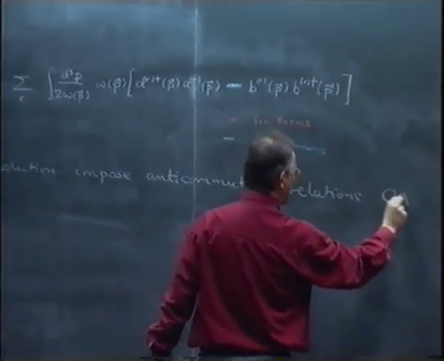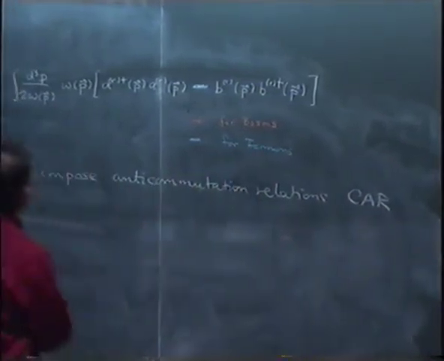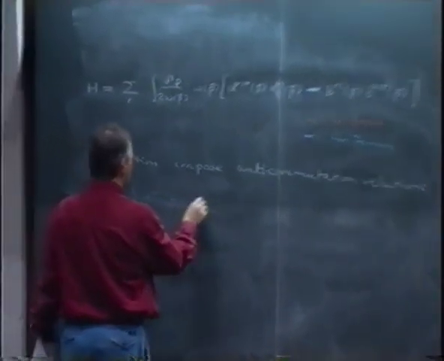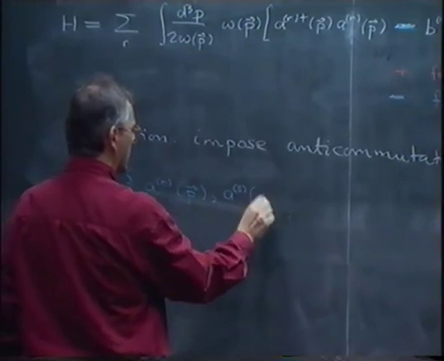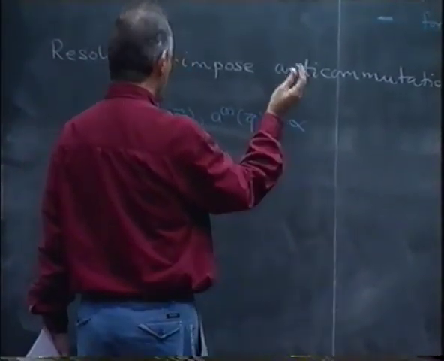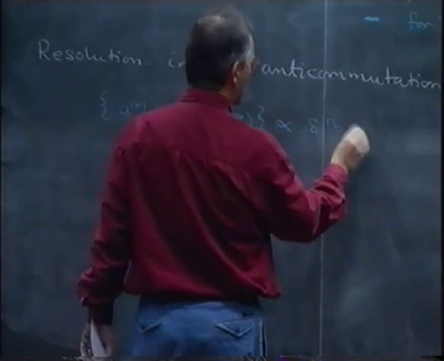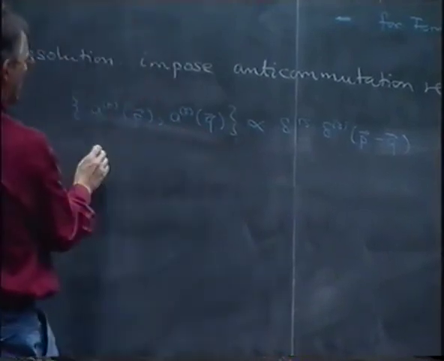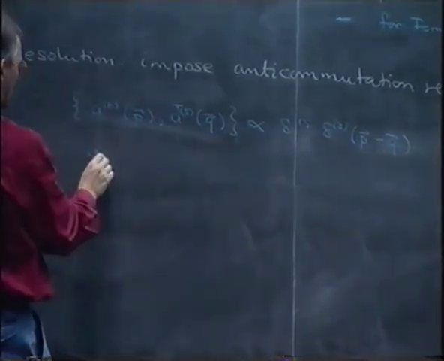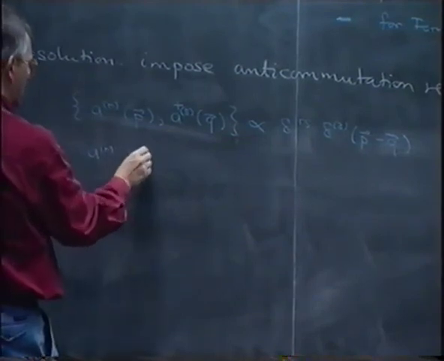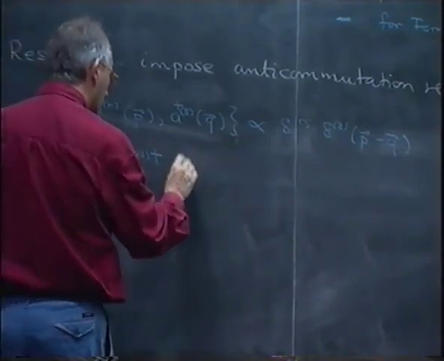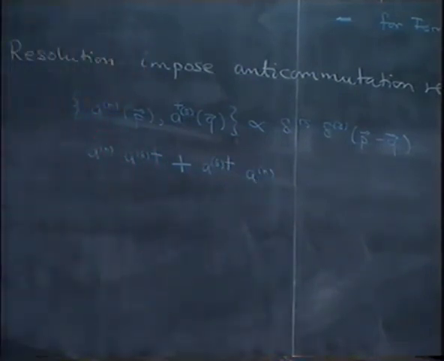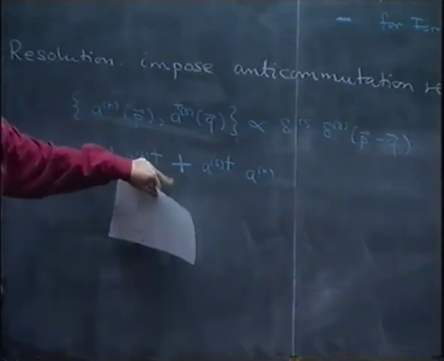This is called canonical anti-commutation relations. And so in particular, we require that {a_r(p), a_s†(q)} is proportional to, factors don't matter, δ_rs δ³(p − q), where this means a_r a_s† plus a_s† a_r. So here we have a plus sign instead of a minus sign for the commutator.